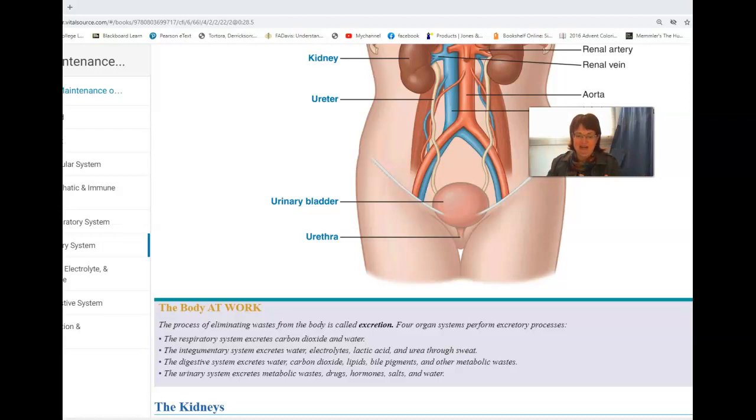Respiratory system, integumentary system, the digestive system, which we'll talk about in the next unit, but the digestive system helps eliminate water. It also helps eliminate lipids, biopigments, and other metabolic waste. So realize that the food that you ingest doesn't actually become part of your body until it's broken down and absorbed. So there is digestion as a process of breaking stuff down and getting rid of extra. Then you have the urinary system. So the urinary system is to filter the blood, get rid of metabolic wastes, drugs, hormones, salts, and extra water. Okay?